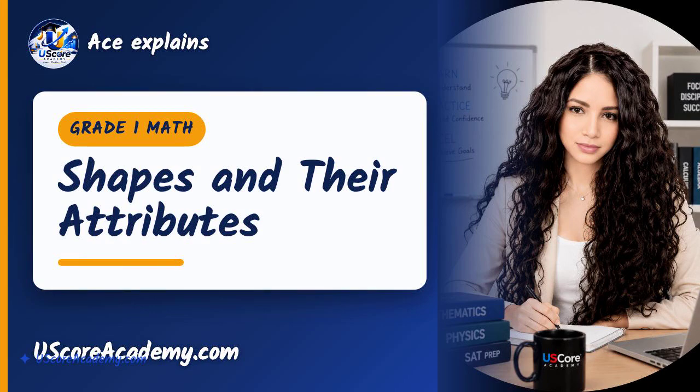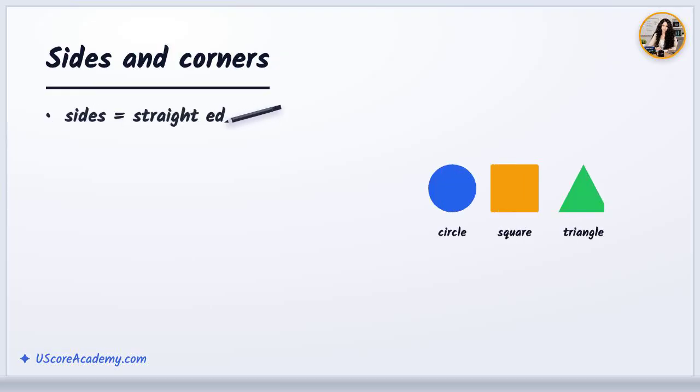Let's learn shapes and their attributes together, step by step. Flat shapes have sides and corners. A side is a straight edge. A corner is where two sides meet at a point. We can count them to learn about a shape.